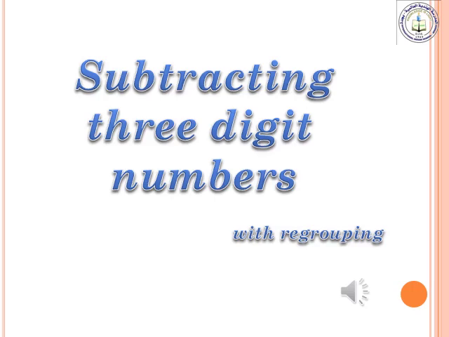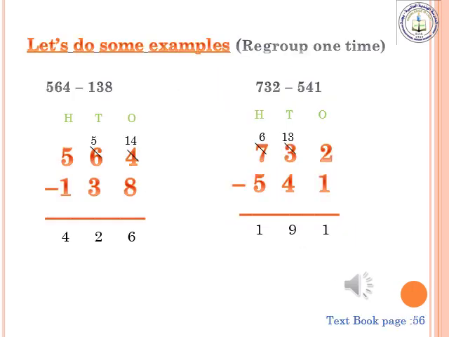Next, subtracting 3-digit numbers with regrouping. To do subtraction problems with regrouping, remember these points. First, arrange the numbers according to place value. Second, start from ones place. Third, remember the subtraction form.